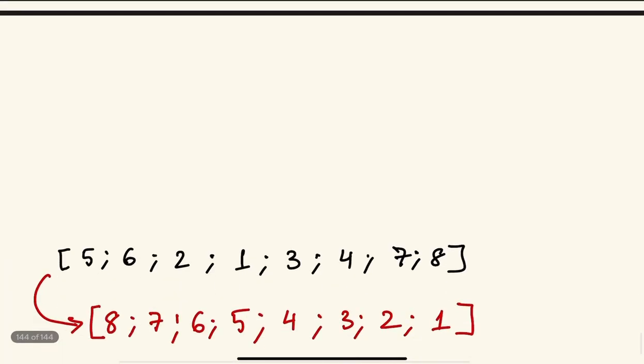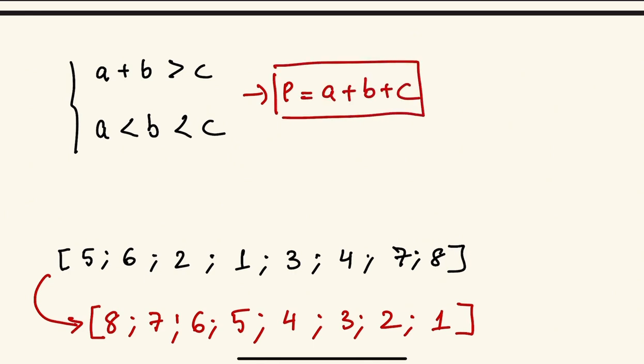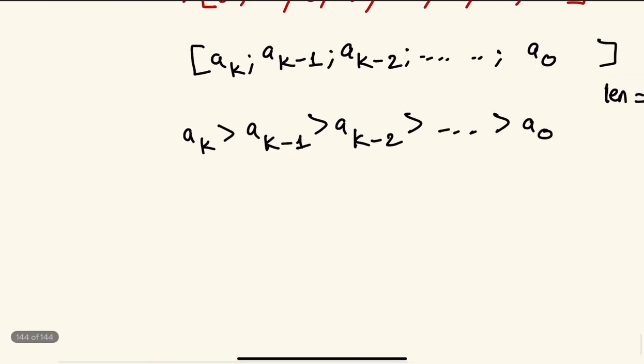So then I have a look again at the formula. So let's write something here. So a plus b bigger than c, and then a smaller than b smaller than c. So I look at the condition. So I see that also here, perimeter will equal to a plus b plus c. So I want to create a sum of 3 random numbers. So then I have a look at this one.